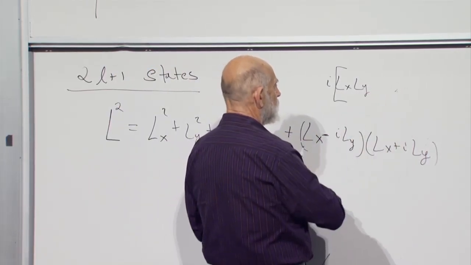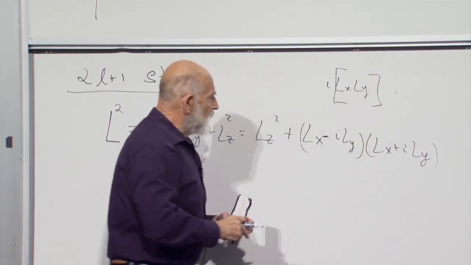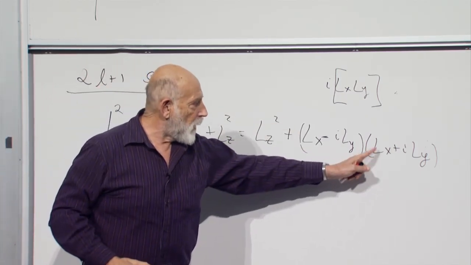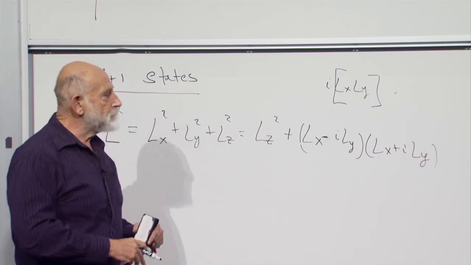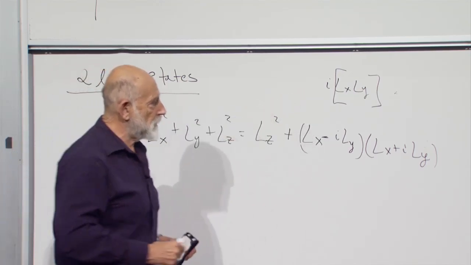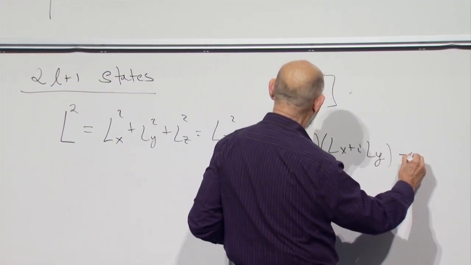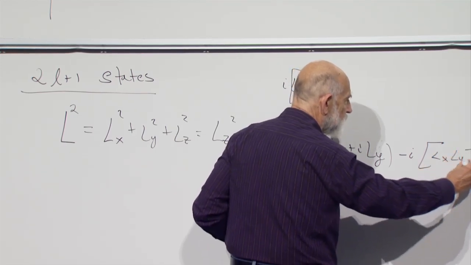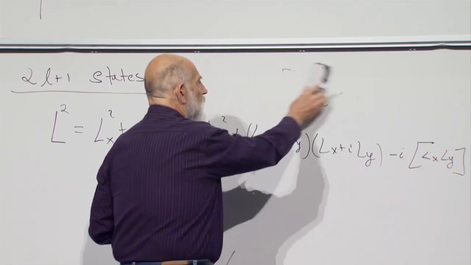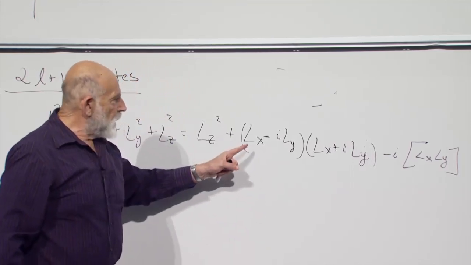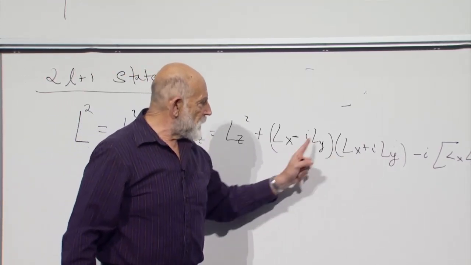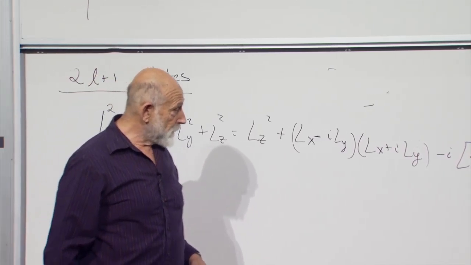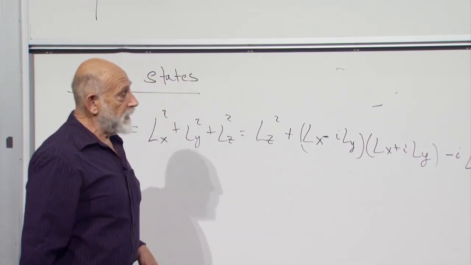In other words, we've overshot by writing in Lx minus iLy times Lx plus iLy. We have to subtract this, minus i commutator Lx Ly. That's just the extra piece that's there because Lx times Ly is not equal to Ly times Lx. Okay, so that's straightforward. But what is the commutator of Lx with Ly?